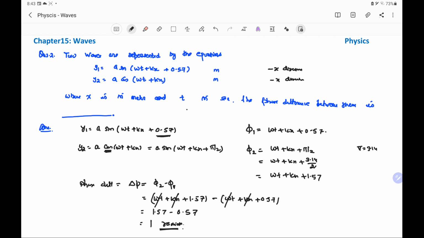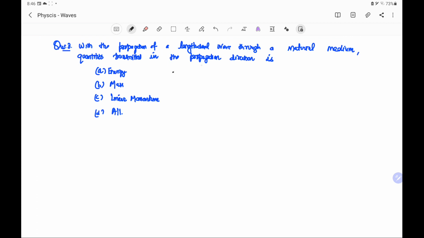Next question is, with the propagation of a longitudinal wave through a material medium, which quantity is transmitted in the propagation direction? We have already said that waves are disturbances, or the energy, which moves from one place to another in the medium with the help of the medium particles in the case of mechanical waves. So the correct answer to this question is the energy.